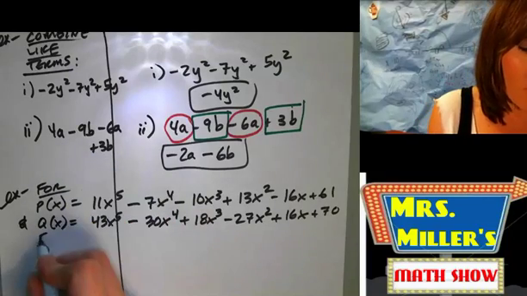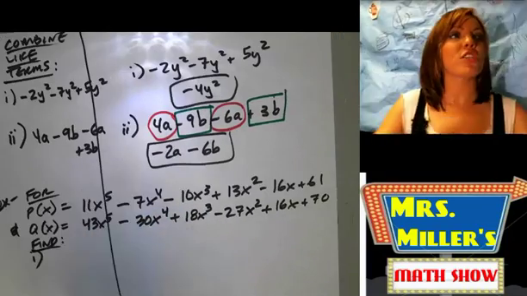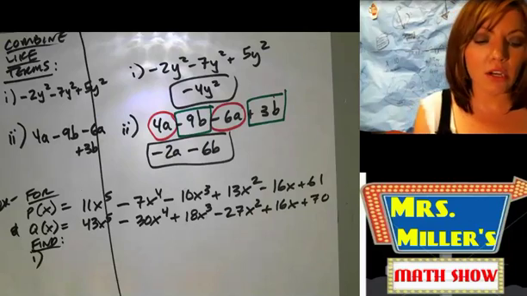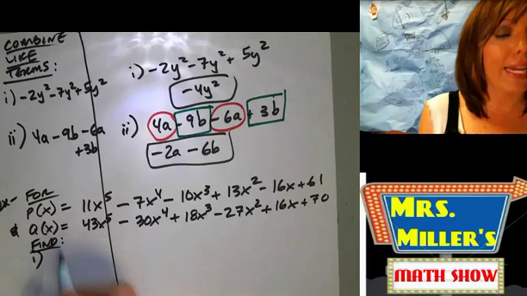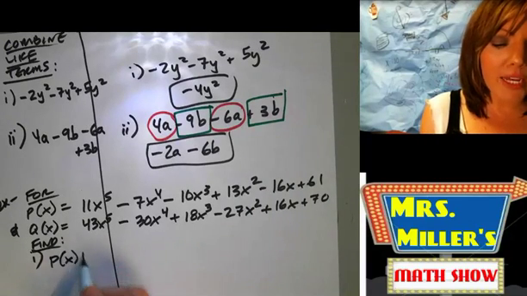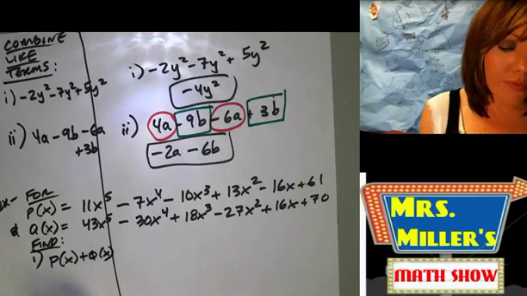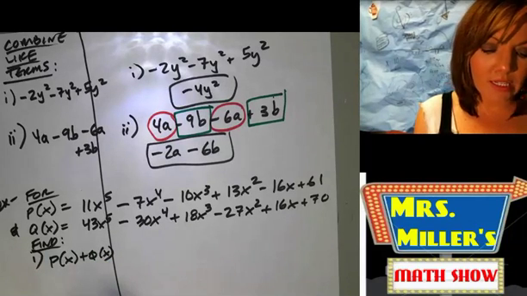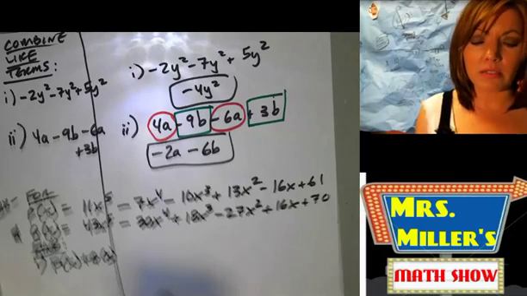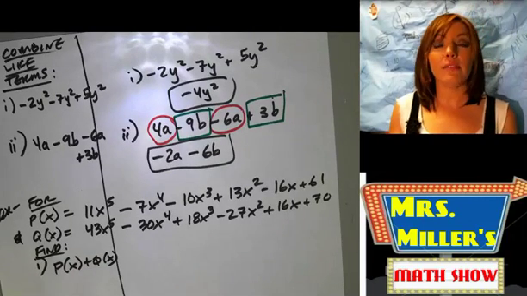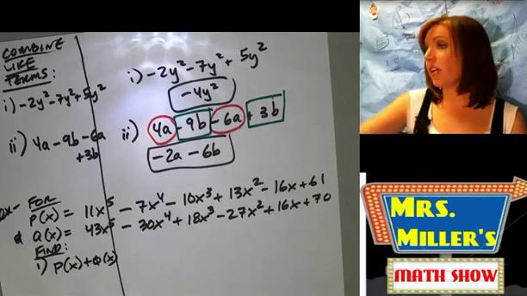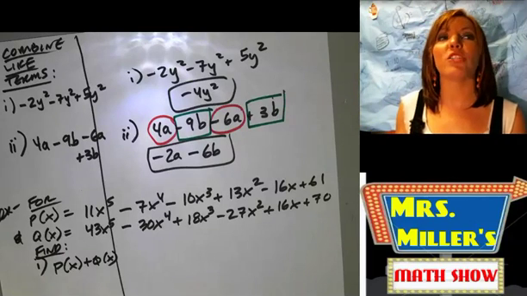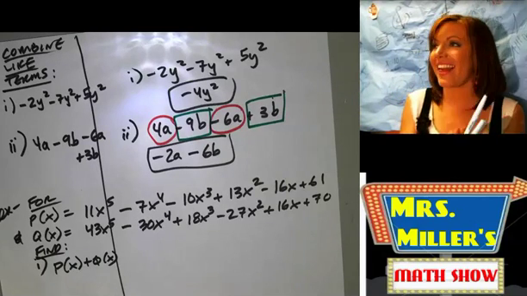Let's not do questions until we see what we're supposed to do with these. Okay. We want to find p of x plus q of x. And then we want to find p of x minus q of x. This is not difficult, I promise. It looks like it's going to be, but it's not. Don't overcomplicate.